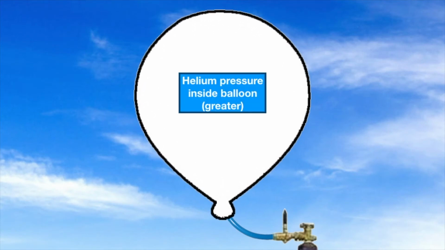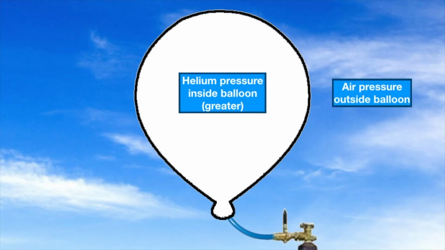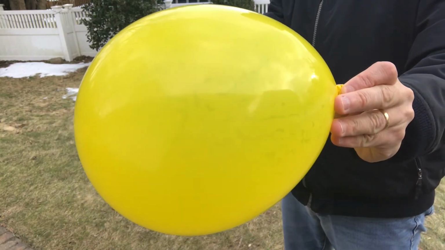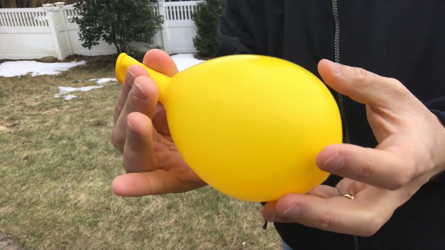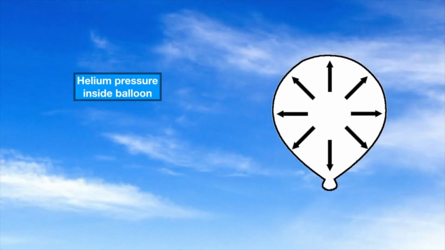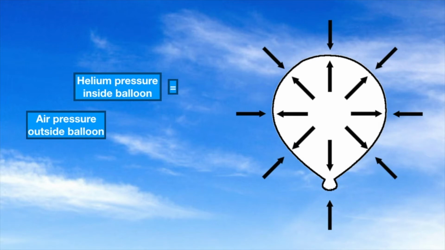The helium pressure inside the balloon is greater than the air pressure outside the balloon, which is why a balloon will pop when it is stuck with a needle, or it'll deflate when the end is untied. When a balloon is tied off, there is an equilibrium of pressures. The helium pressure inside the balloon is equal to the air pressure outside the balloon, plus the elastic tension of the balloon trying to deflate itself.